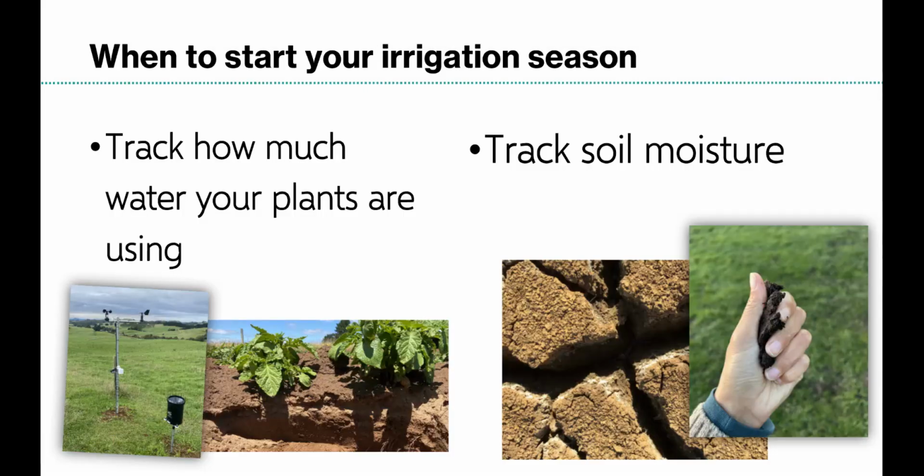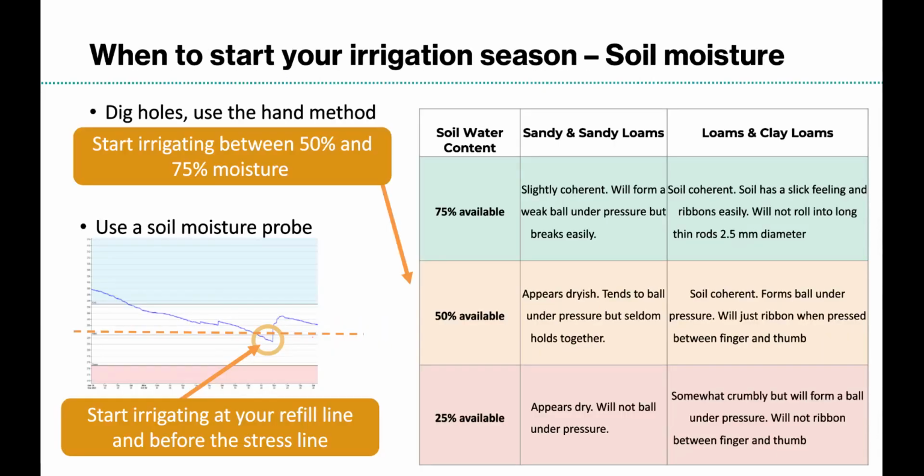There's two approaches to consider when you're deciding on when to start your irrigation season. You can look at the moisture demand from your plants, or you can look at the moisture content of the soil. The latter is fairly simple, and you want to start your irrigation season when your soils start drying out.